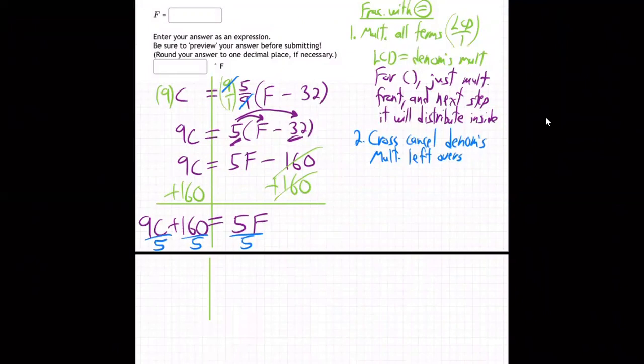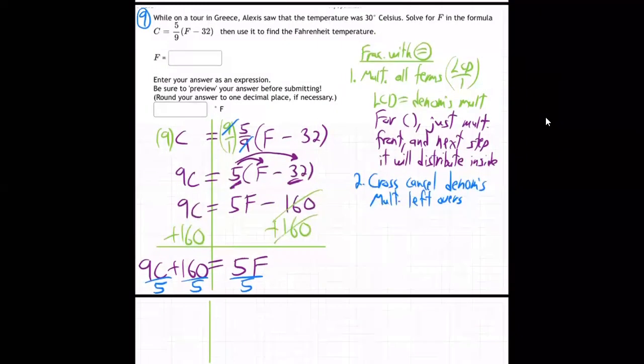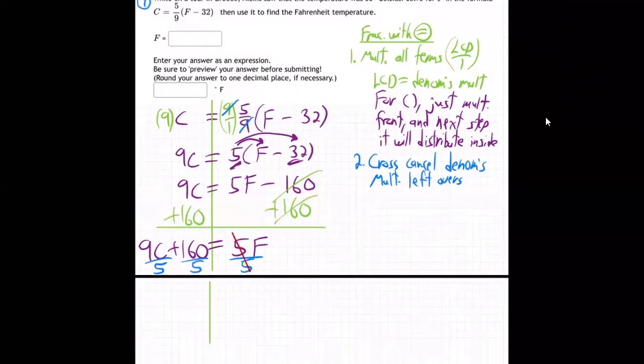You got to do equal treatment, right? Whenever you have an equal sign, whatever you do to one of them, you got to do to all 3 of them. Okay, I think you know that. And what becomes of it? Well, the 5s cancel here, and so bring that on down. That gives us F alone, like we want.